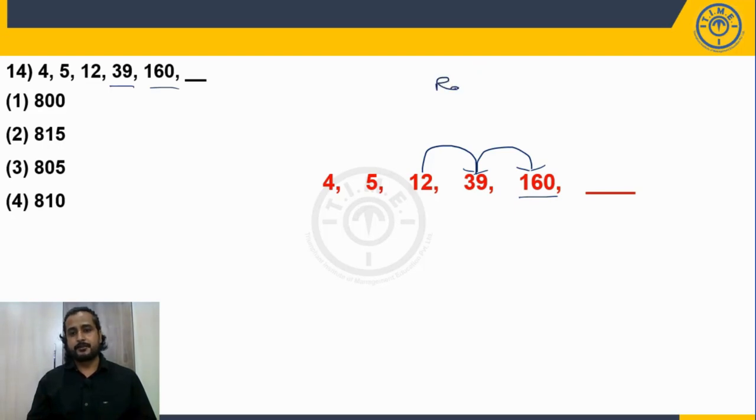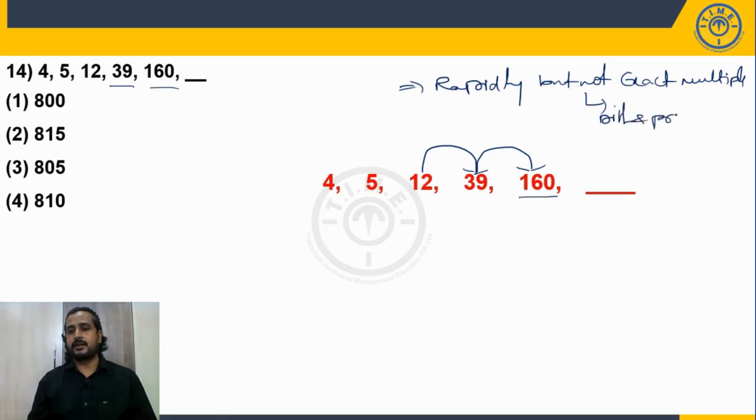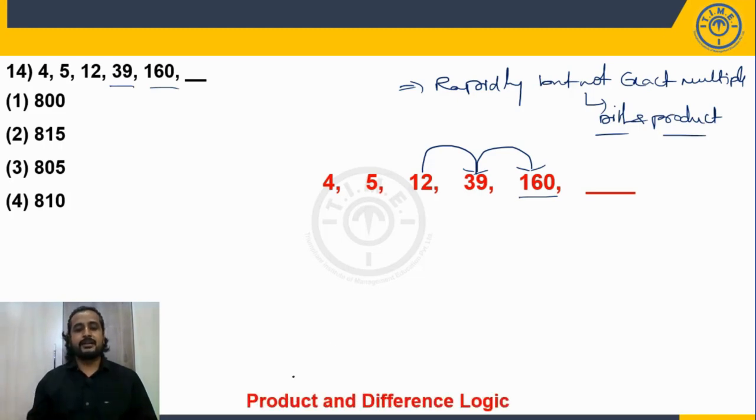But it is increasing rapidly, no doubt, but not an exact multiple. Then we can go ahead with the combination of difference and product together. So this logic comes under product and difference logic together. When we have to apply increasing rapidly but it is not an exact multiple, then you can apply this combination of difference and product. So 39 fours are 156, but it is how much more than that? By 4.